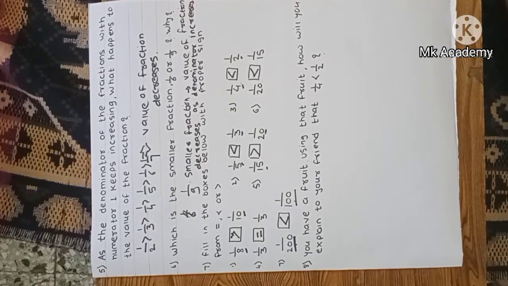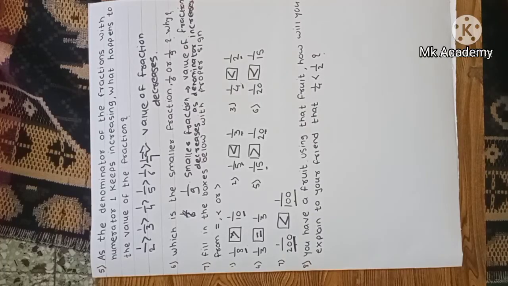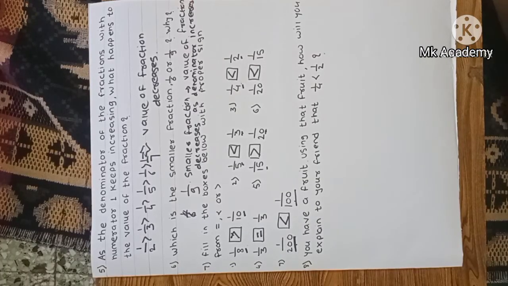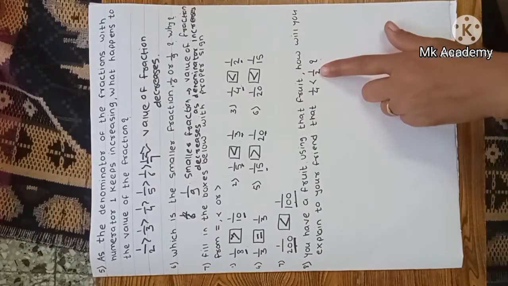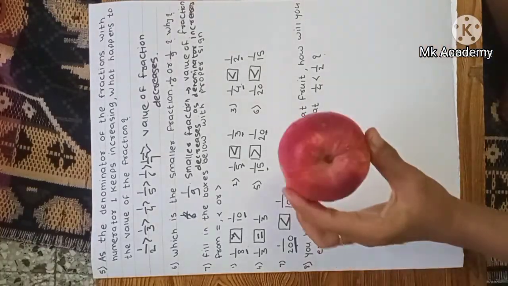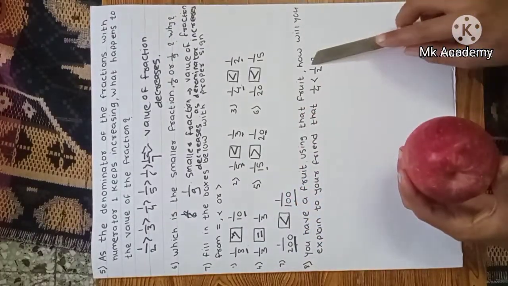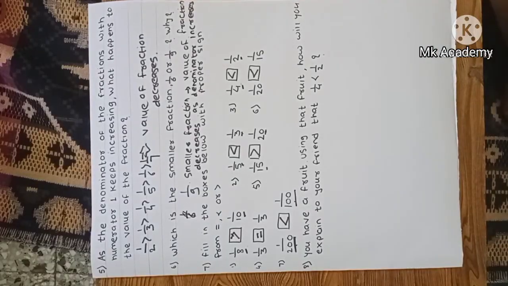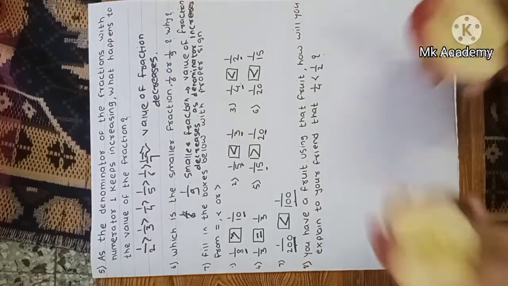Now next question. You have fruit. Using that fruit, how will you explain to your friend that 1/4 is less than 1/2? Now see, first of all, 1/2 means we have to cut one fruit into two parts. See, this is a fruit and first of all we cut it into two parts. See, this is 1/2.